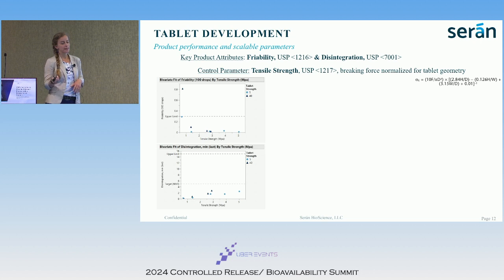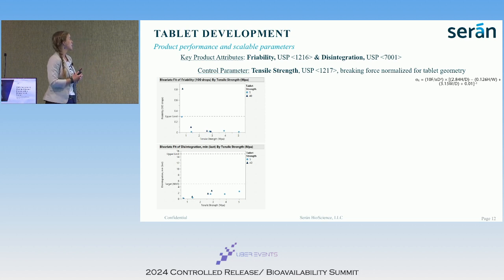We prefer tensile strength, and you'll see why we use that as a scalable factor, because tensile strength is basically the hardness measurement that's been normalized for the tablet geometry. What that allows us to do, and you can see it in this example, is to normalize across different strengths. This is the same formulation, same product, but just two different size tablets. And when we normalize for tensile strength rather than hardness, we can see that these collapse onto a single trend.